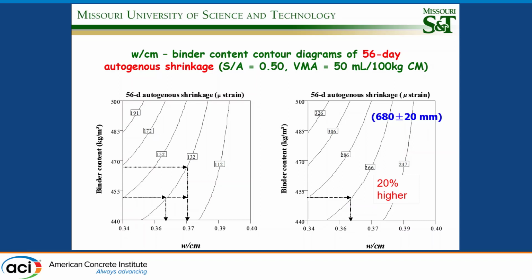So see over here the parameters that are fixed, the other model parameters. So in general, we see, for example, if we go from a type 2 cement to the right side, type 3 cement with 20% plus fly ash, you get about 20% higher autogenous shrinkage with everything else constant. So the binder type really makes a big difference.